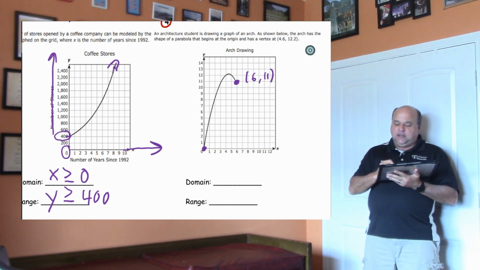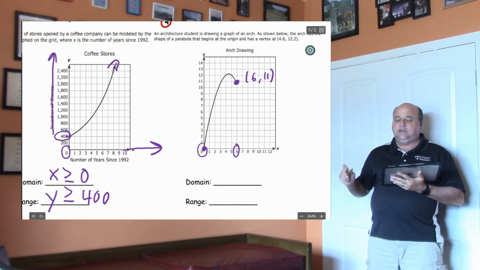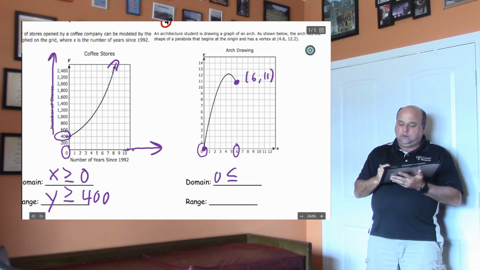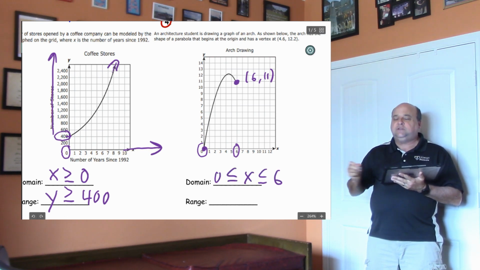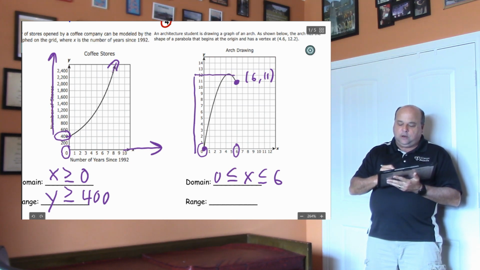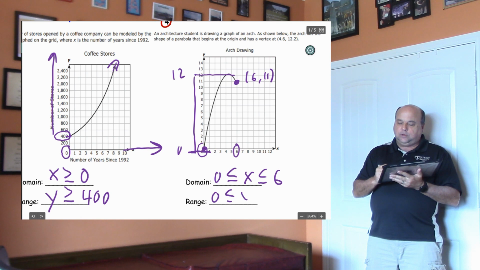So your domain is going to go from the 0 all the way over here to the 6. So your domain goes from 0 to 6. So 0 is less than or equal to x, which is less than or equal to 6. The range is going to go from the bottom to the top, right? So the range goes from here to here, doesn't it? It's going to go from 0 to 12. So your range goes from 0 less than or equal to y less than or equal to 12.